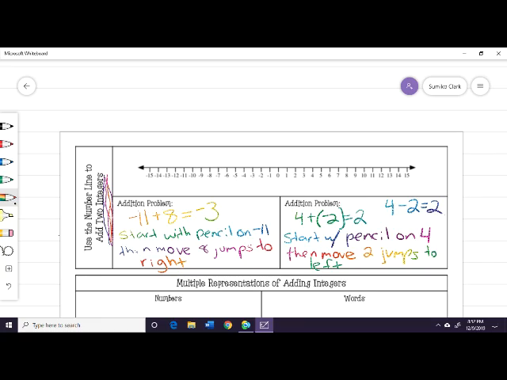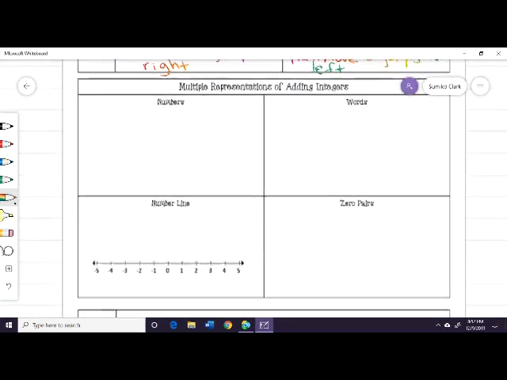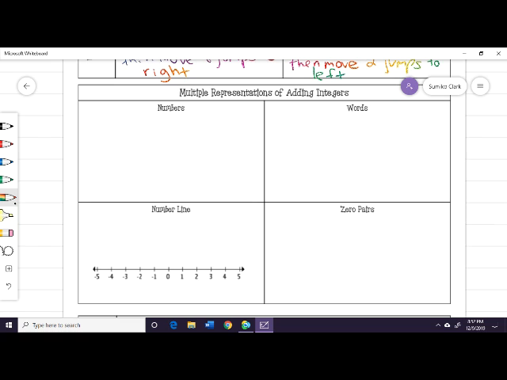Let's look at multiple ways to look at adding integers. What we just did was the number line. Let's go ahead and pick some numbers. Let's do negative 5 plus 8. Numerically, if we start with negative 5 and we add 8, then we're going to end up with positive 3.